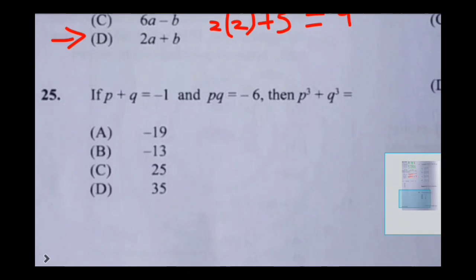Moving on to question 25. It says if P plus Q is equal to -1 and PQ is equal to -6, then P cubed plus Q cubed is equal to. Let's use another page to solve this question.